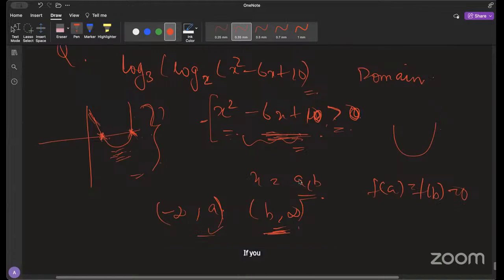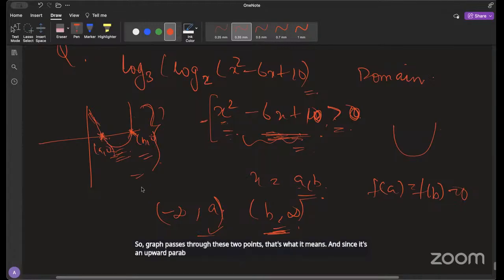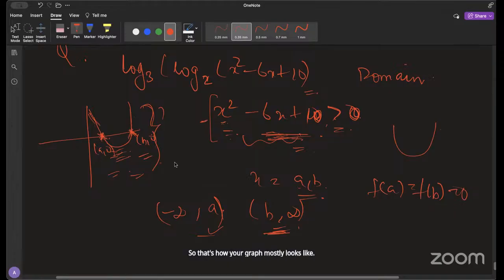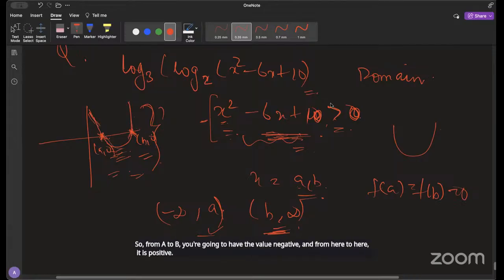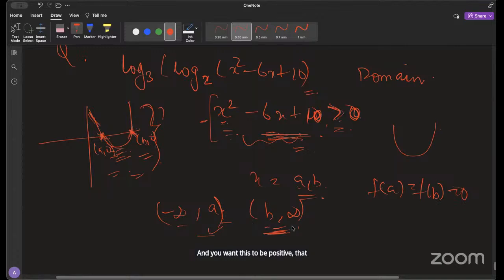If the roots of this equation are say A and B, that means for x equals A and B, your function is 0. That means this is the point (A, 0) and this is the point (B, 0), right? So the graph passes through these 2 points. That's what it means. And since it's an upward parabola, this is the possible case. So that's how your graph mostly looks. From A to B, you're going to have negative values, and from here to here, it is positive. And you want this to be positive. That means it's from minus infinity to A and B to infinity. Is this clear?